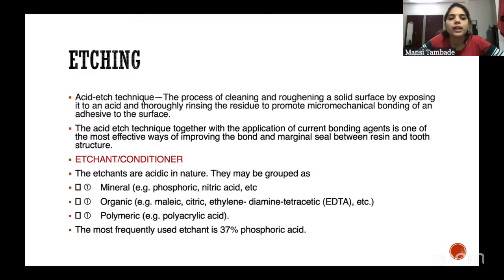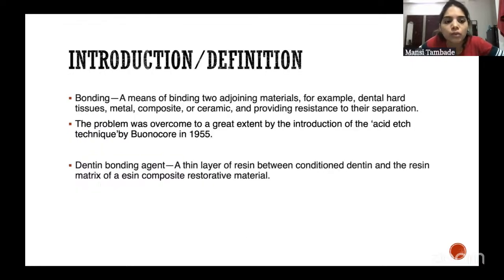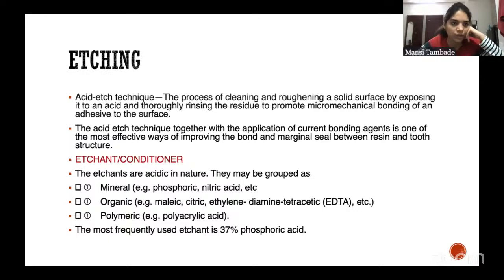Okay. Then coming to the etching part, the acid etch technique. The problem of bonding was overcome by the acid etch technique, which was given by Buonocore in 1955. Then the acid etch technique is the process of cleaning and roughening a solid surface by exposing it to an acid and thoroughly rinsing the residue to promote micromechanical bonding of an adhesive to the surface. See, what micromechanical bonding is, you need to read about bonding in detail. I have written an answer for the dentin bonding agent, so you don't need to write everything, like what micromechanical bonding is.